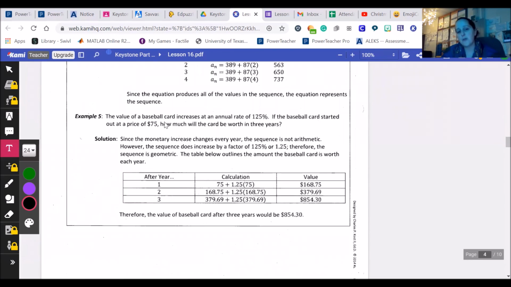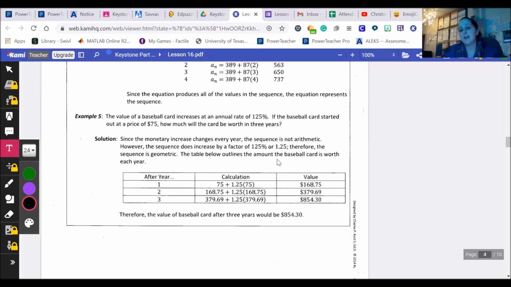Example 5. The value of a baseball card increases at an annual rate of 125%. If the baseball card started out at a price of $75, how much will the card be worth in 3 years? Since the monetary increase changes every year, the sequence is not arithmetic. However, the sequence does increase by a factor of 125% or 1.25. Therefore, the sequence is geometric.